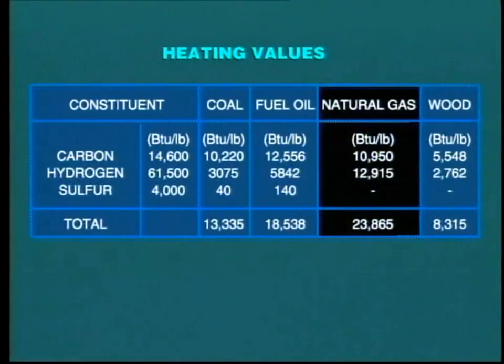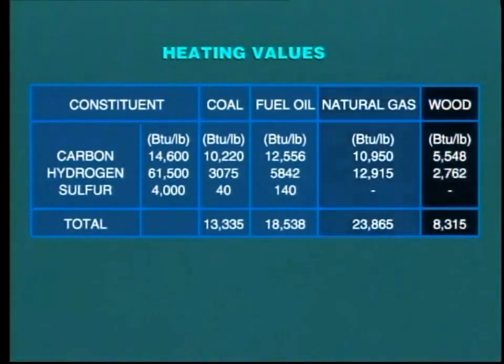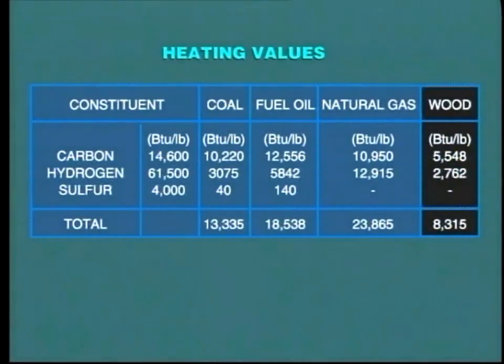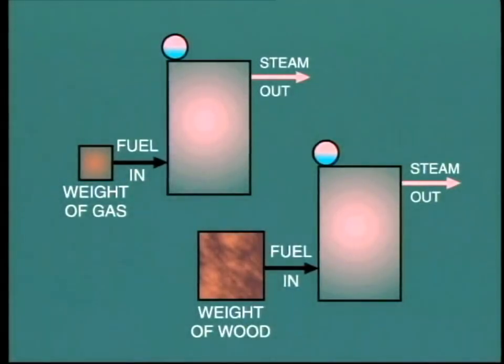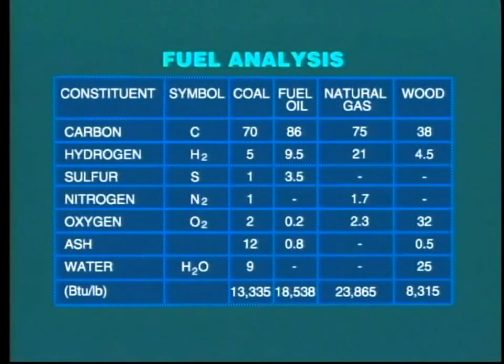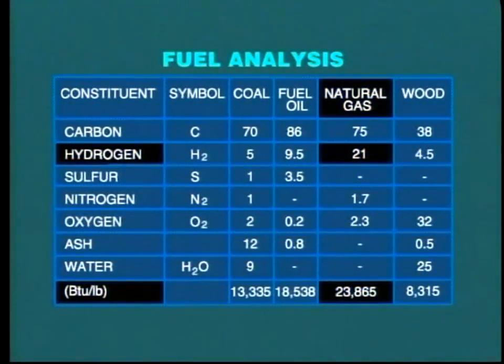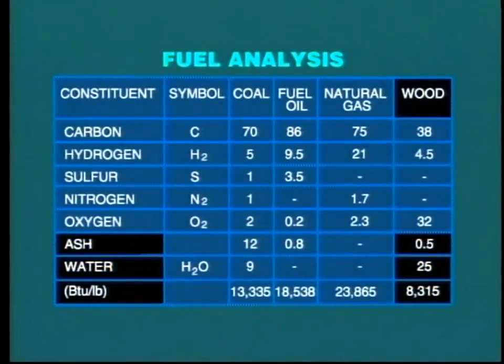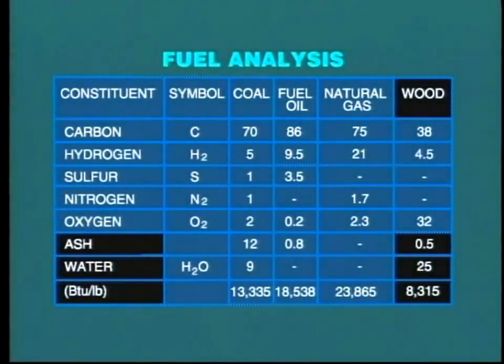You can see that natural gas is by far the highest in heat content, while wood is quite low. This means that we would have to burn about 3 times as much wood as gas in order to produce the same amount of steam. Looking at the analysis, it is apparent that the fuels with the highest hydrogen content have the highest heating value. On the other hand, high ash and moisture content result in low heating value.